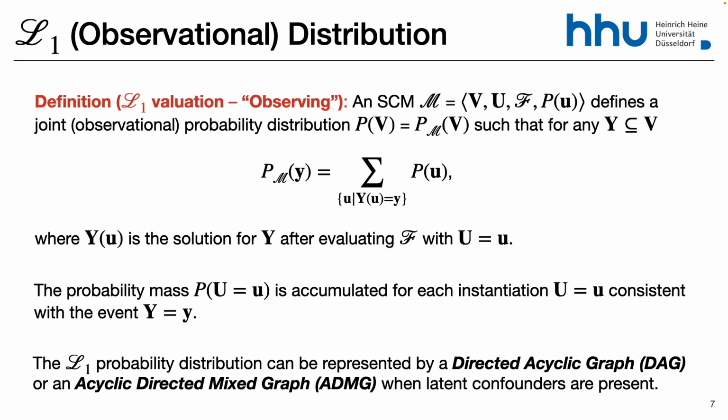Basically you just need to compute what would be the Y after evaluating the equations in the structural causal model with U equal to u, and then you get the probability. And this distribution, which is induced by this SCM, can also be represented by a graph.